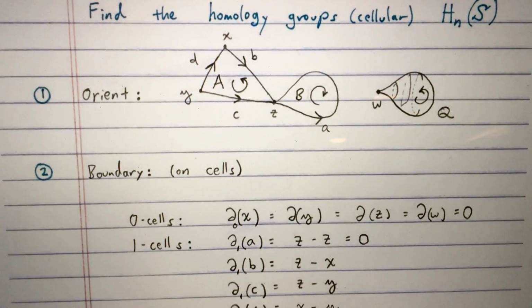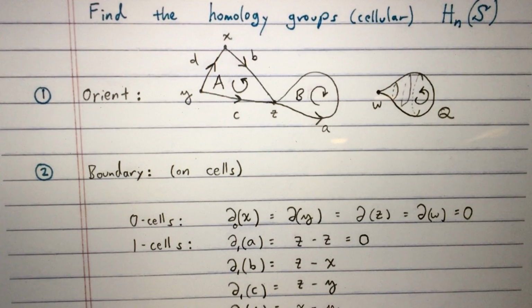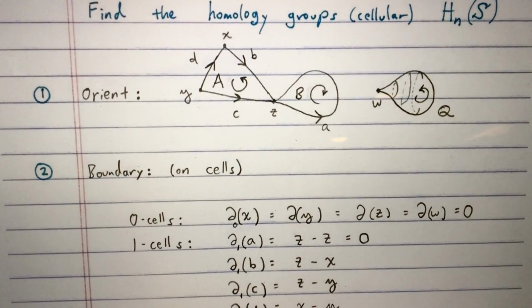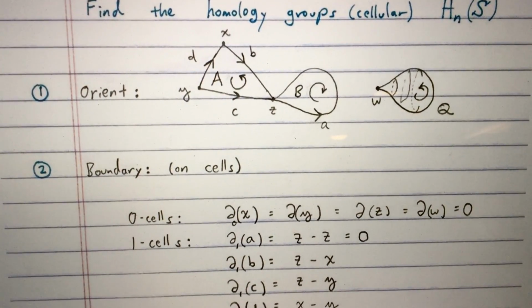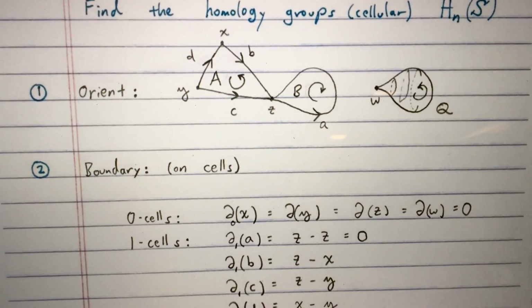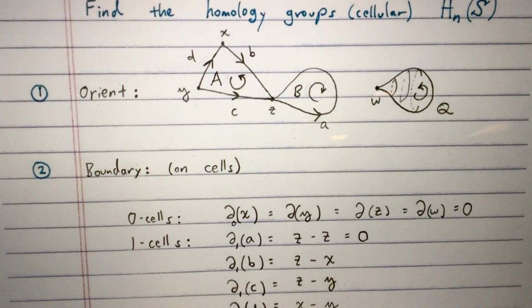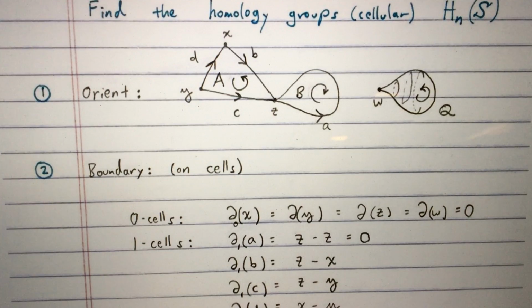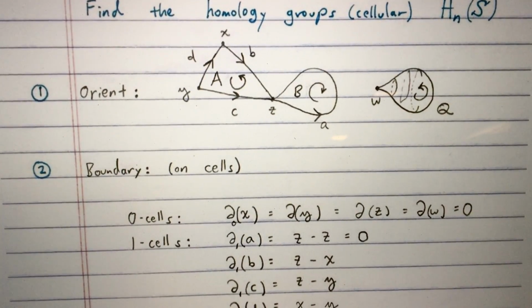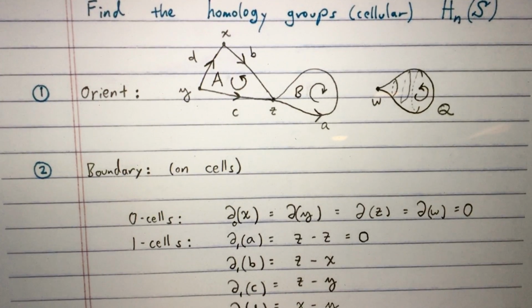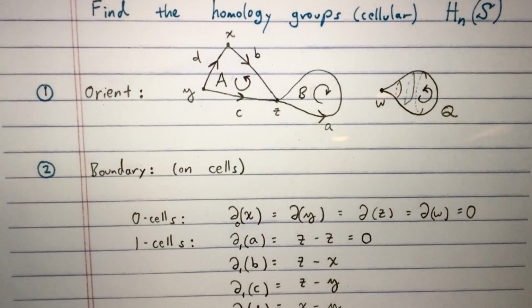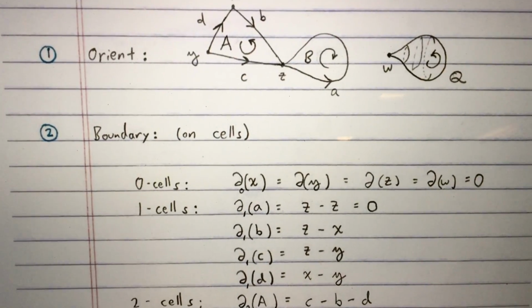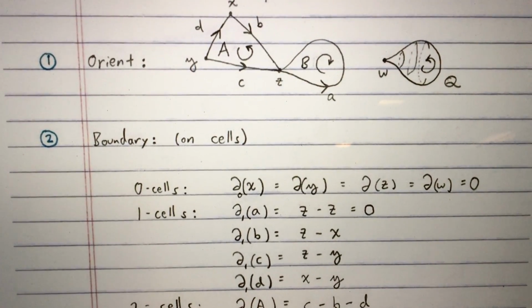The 1-cells, little a, b, c, and d, have boundaries as follows. a has boundary Z minus Z, which is equal to 0, since it's attached at Z. Little b has Z minus X. That's because b is oriented from X to Z, so you get positive minus negative there, or end minus start for little b. Then little c is Z minus Y. Little d is X minus Y.